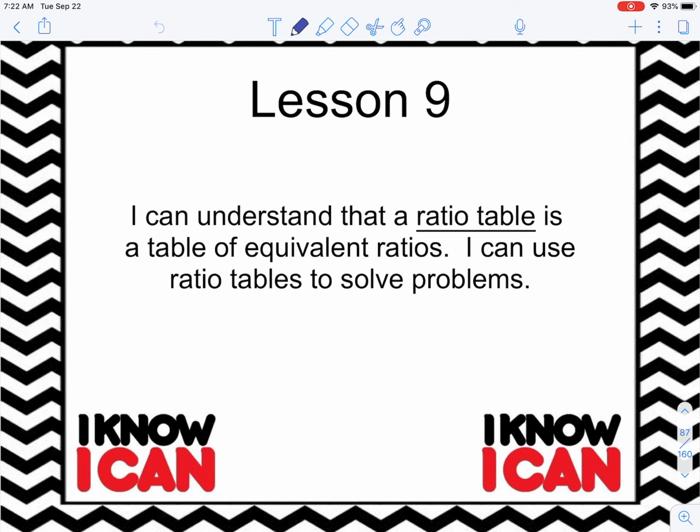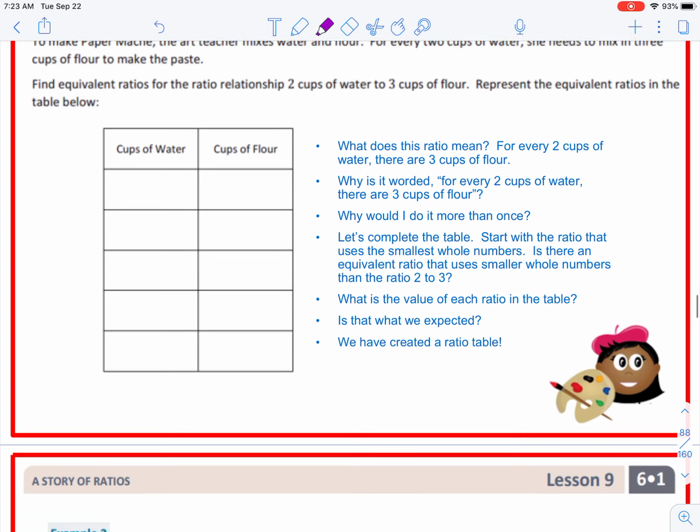Today is Tuesday. The objective for today tells us I can understand that a ratio table is a table of equivalent ratios. I can use ratio tables to solve problems. So today we're going to kind of go back to making ratio tables. We know that ratio tables are a table of equivalent ratios, and we're going to use these tables to solve problems.